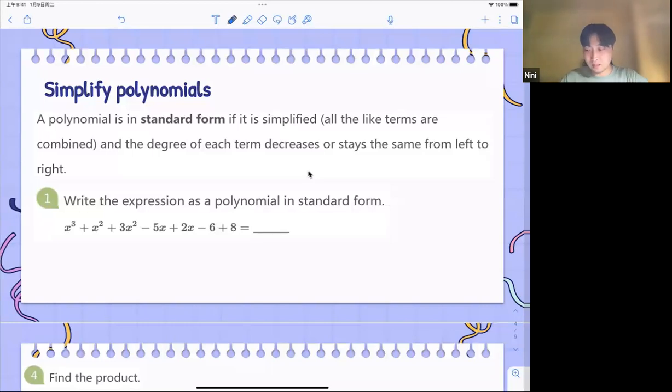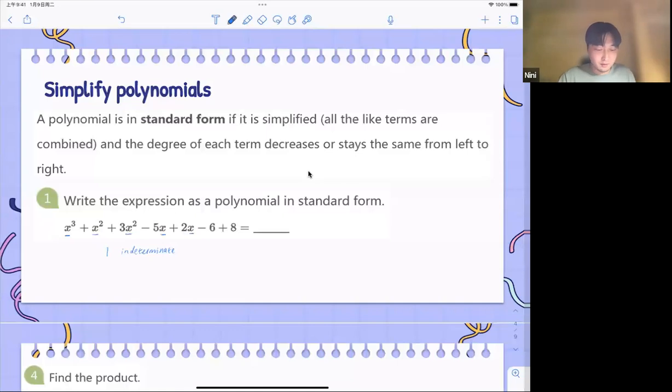Question number 1. The first thing we need to consider is indeterminates, right? So let's figure out how many indeterminates there are here. We have x, x, x, x, x. Those are all x, right? So we only have one indeterminate. Let me write it down here. One indeterminate. Okay. And the second thing, which is coefficients, let's put it later.